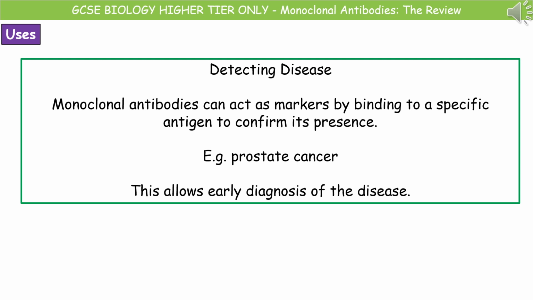The second use of our monoclonal antibodies is in detecting diseases. So what we can actually do is use those monoclonal antibodies to act as a marker, because it will bind to a specific antigen in order to actually confirm that it's present. A good example of this is in prostate cancer, and it means that we can identify the disease nice and early to give an early diagnosis, which leads to better treatment outcomes.